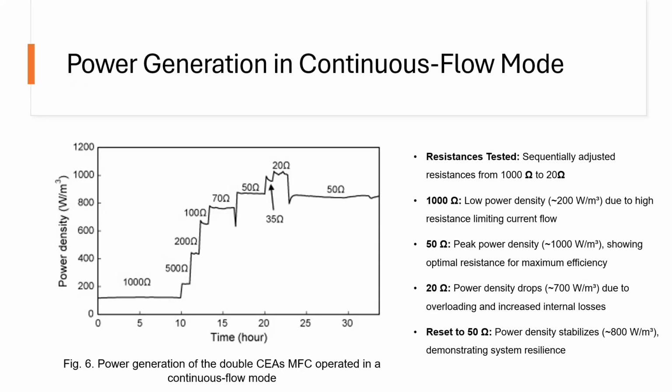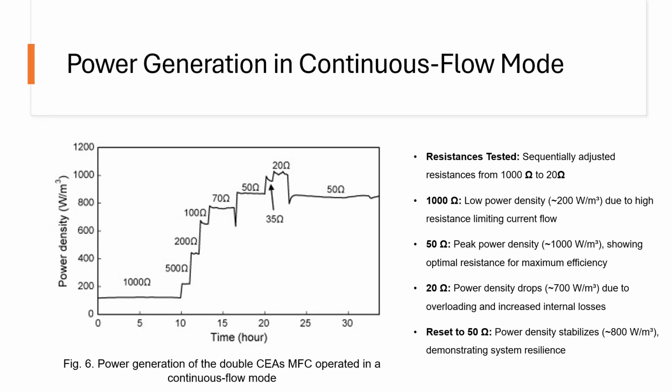Fig 6, this graph represents the power generation of the double cloth electrode assembly microbial fuel cell operated in a continuous flow mode, where resistances were systematically adjusted to study their impact on power density. Initially, the resistance was set to 1000 ohms, generating a low power density of approximately 200 watts per cubic meter. As resistance decreased to 500 ohms, the power density increased steadily to approximately 600 watts per cubic meter.